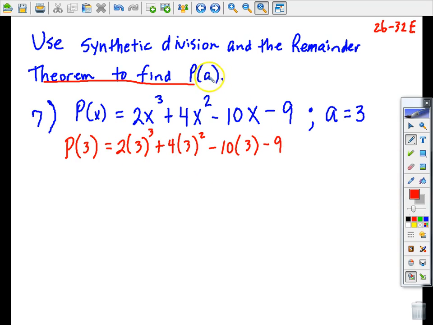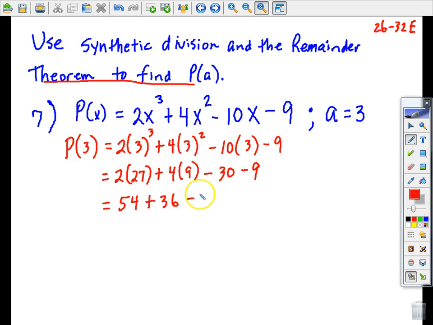Okay, P of A is 3, so it's really like finding P of 3. Okay, 2 times 27, 3 to the third power, plus 4 times 9, okay? And I'm going to go ahead and multiply these together. And we'll just kind of simplify this a little bit at a time. 2 times 27 is 54, plus 36, minus 30, minus 9, and let's see what we get here. 54 plus 36 is 90. 90 minus 30 is 60. 60 minus 9 is 51.